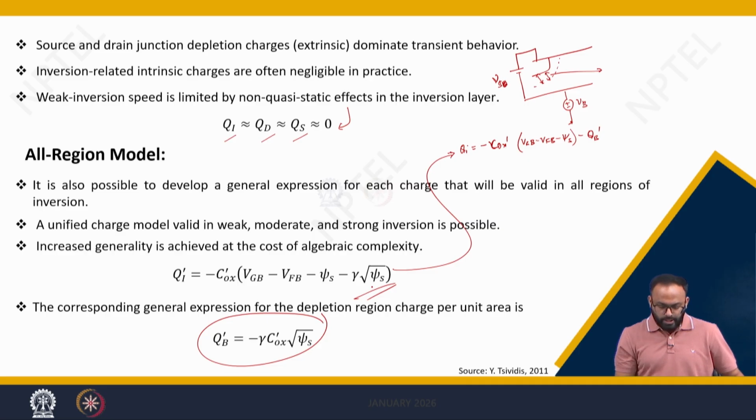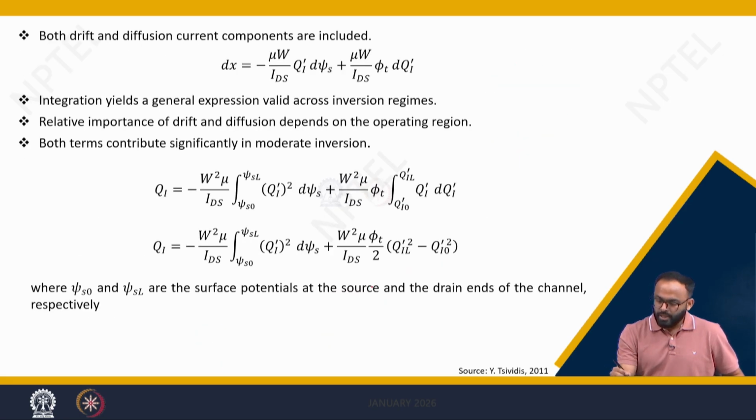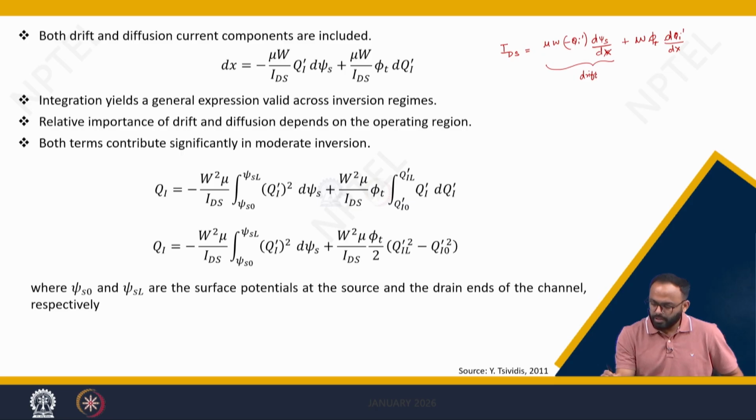So what needs to be done is, we need to consider the current which is dominated by drift and diffusion both. Here we are considering the all region model, meaning the total current, that is mu into W into minus Qi dash into d psi s by dx plus W into phi t into dQi dash divided by dx. This is the expression for the current. This is the drift component and this is the diffusion component.